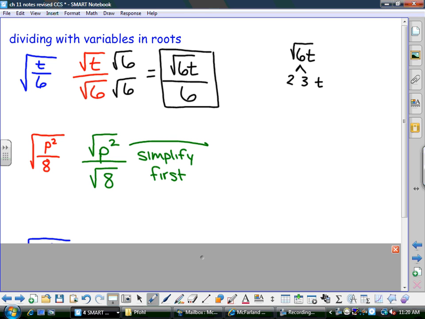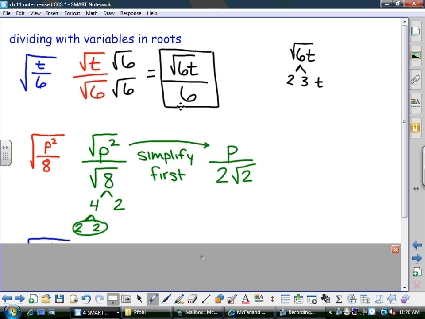So if I simplify first, what's the same as the square root of p squared? Just p. The p squared and the square root cancel out. The square root of 8 can be broken down and simplified also. So I'm going to break that apart and look for pairs. And I end up with a pair of 2's and one lonely 2 on the inside. This isn't done, but by simplifying it first, it's going to make the next step easier.